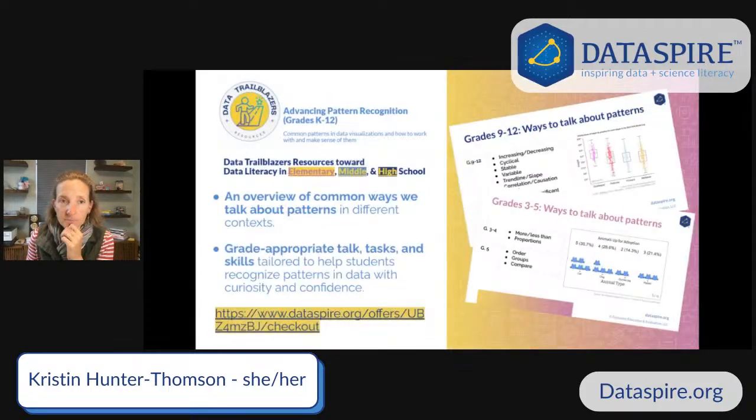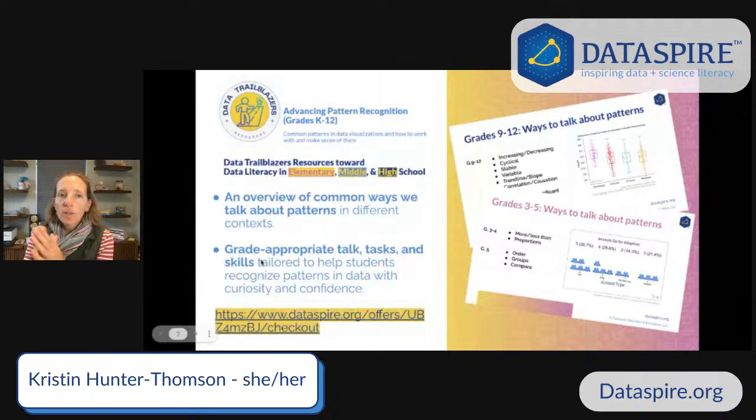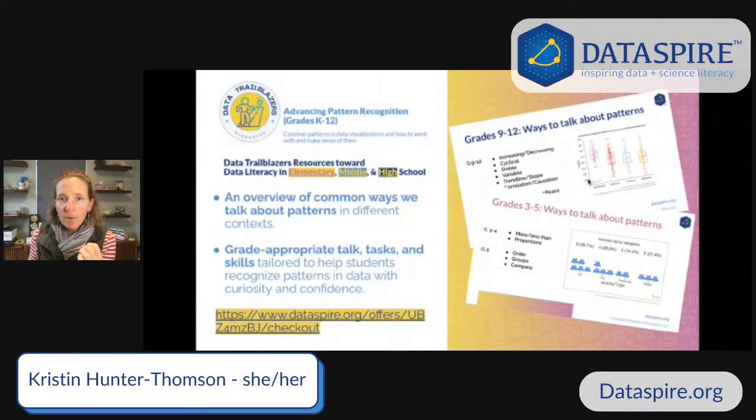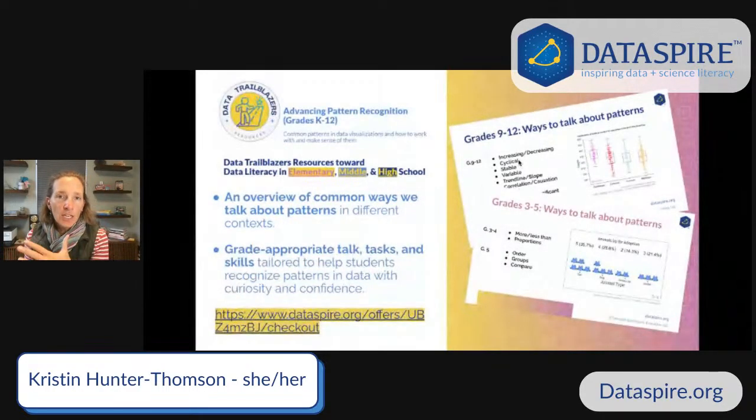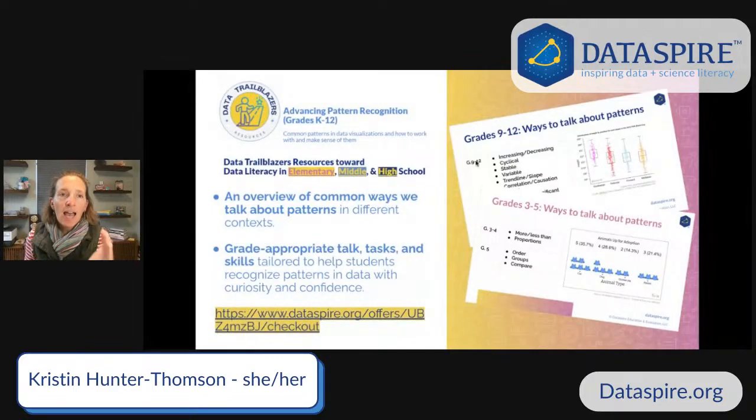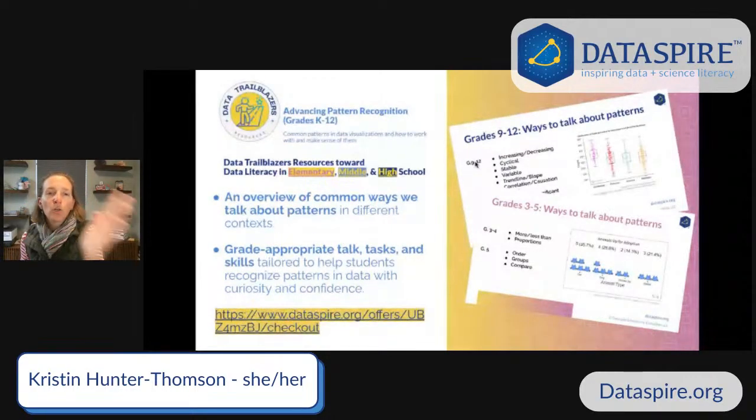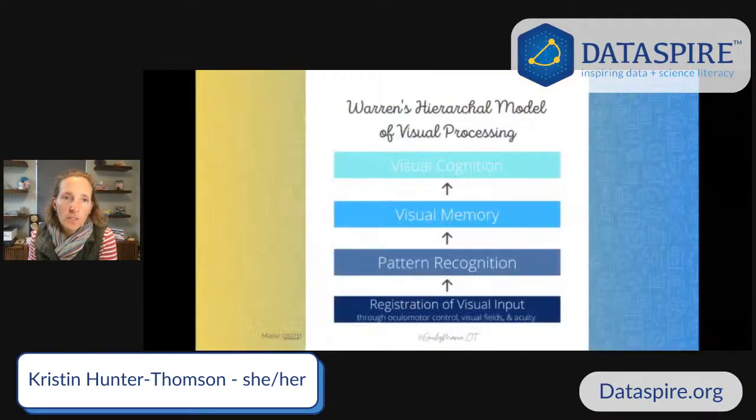So this is what I was talking about, the Advancing Pattern Recognition resource. It's a digital resource that you can access here, where we go through by grade level and by different visualizations, like what are the kinds of ways that we want to be talking about patterns at our different grade levels. How do we progress that over time? And I'll put the link to this in the comments for this recording.